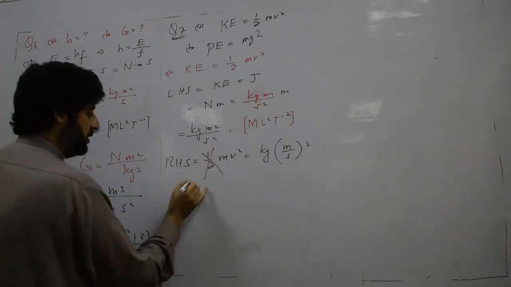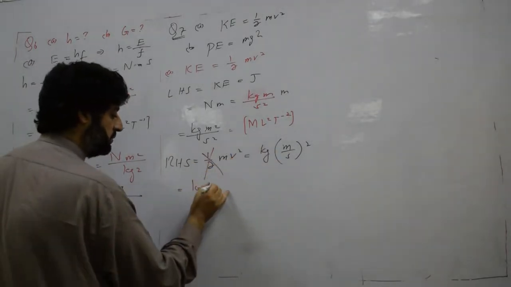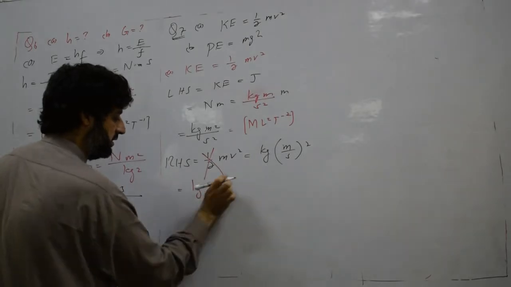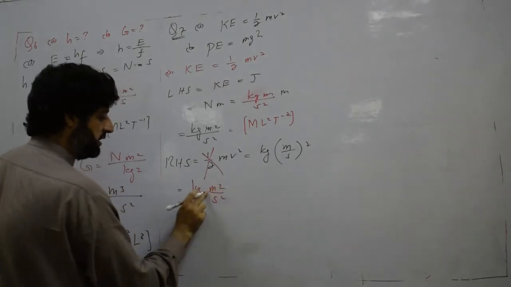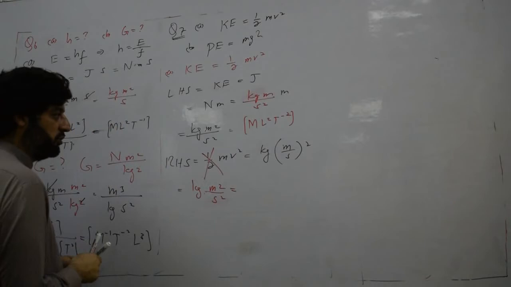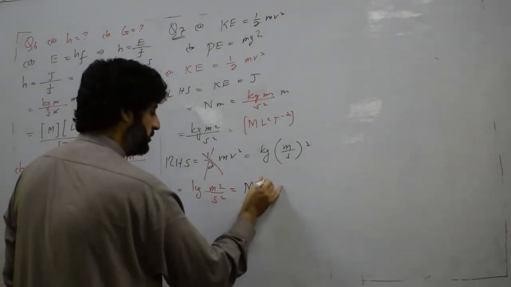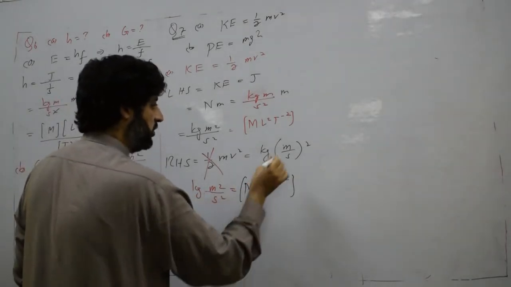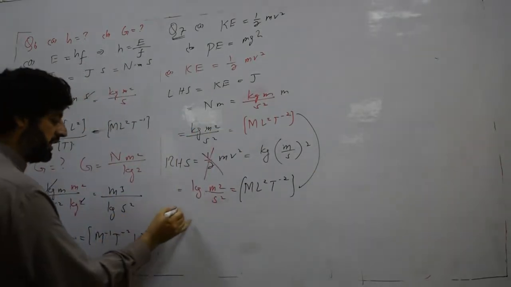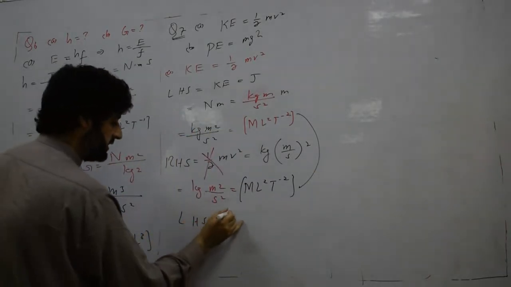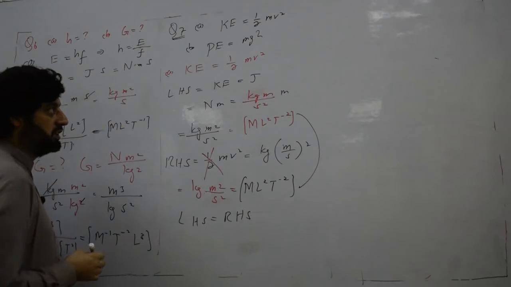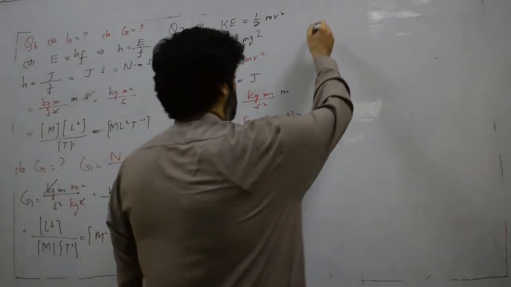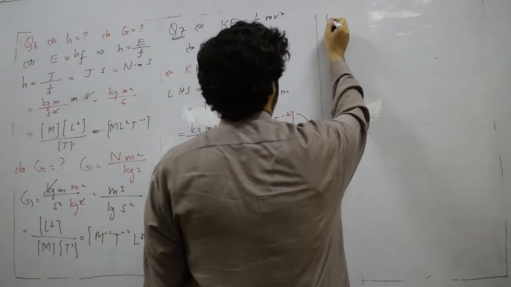Okay, so apply the square on both, so it will be meter square per second square. So convert it into dimensions, so it will be ML square T minus 2. So look, the dimensions of left hand side and right hand side are equal. If the dimensions are the same, it means that the equation is dimensionally correct. So it is proved that the equation is dimensionally correct.